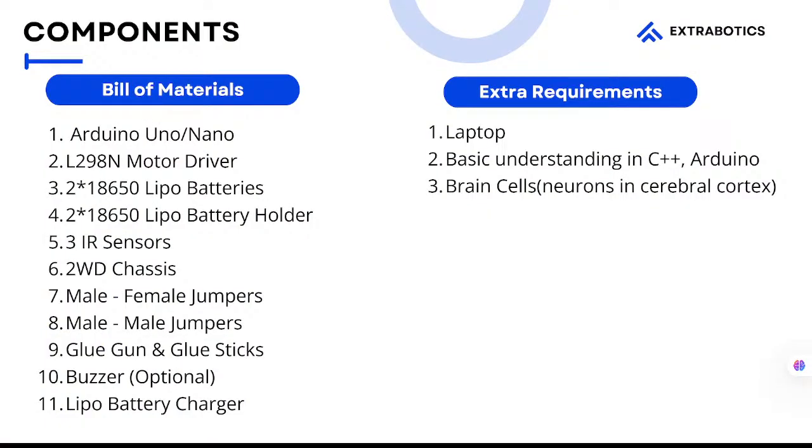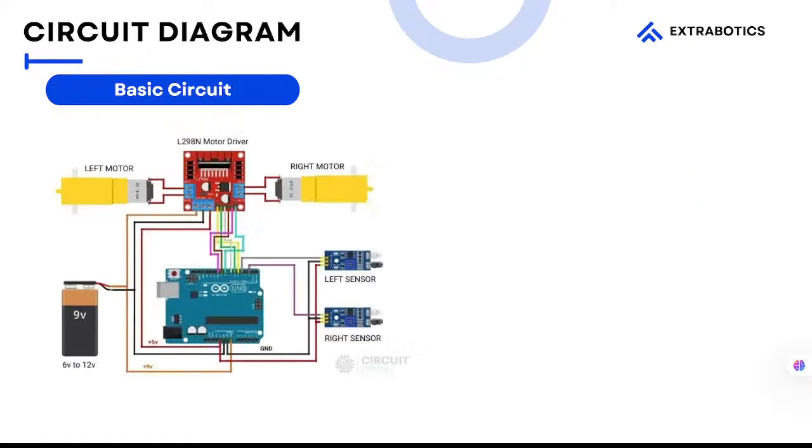I think it was here, the bill of materials which we need: Arduino Uno, the microcontroller. We'll also need the motor driver. We'll also need male to female, female to female, and male to male jumper wires. Then we'll need a laptop to program, and also a basic understanding of C++, that is Arduino.